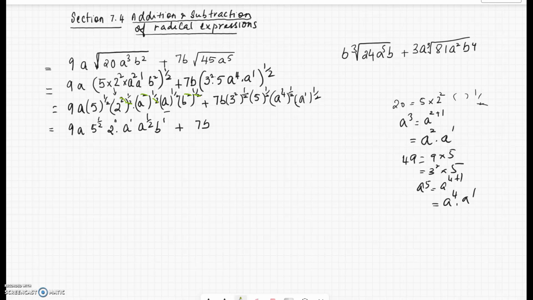7b, 3 to the 1, can't simplify the 5 to the half any further. The 2 cancels with the 4, so you get 5 to the half, a to the second power, and then a to the half. Now let's collect all those terms with whole number exponents.